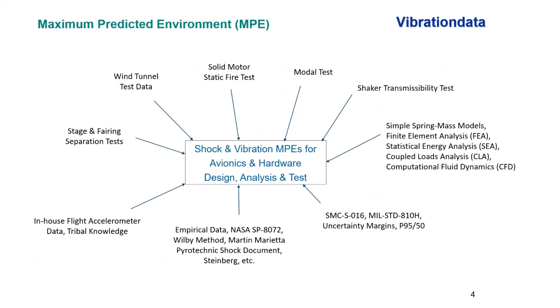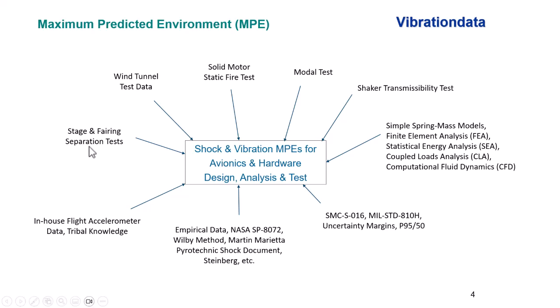So on our next slide, we have maximum predicted environments. For each of our components, we need to come up with an MPE level. And in the launch vehicle world, those MPEs can be derived from a number of sources. So off to the left there, you see stage and fairing separation tests. Stage separation is typically a pyrotechnic device: linear shaped charge, frangible joint, V-bands with bolt cutters, explosive bolts, explosive release nuts, and so on are used depending on the type of vehicle.